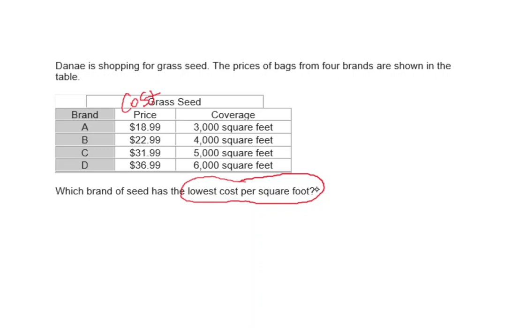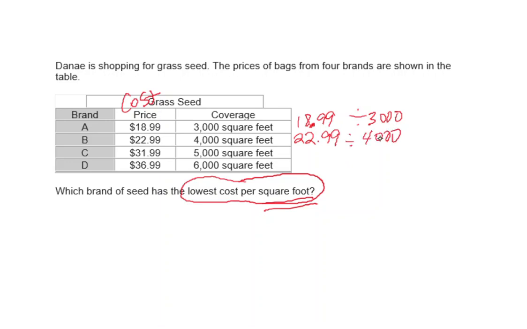And then per square foot means we want to know, if brand A is $18.99 for 3,000 square feet, how much would brand A be per 1 square foot? So we would divide $18.99 divided by 3,000, and then we would be able to compare that to each of the other ones when we divide $22.99 divided by 4,000.